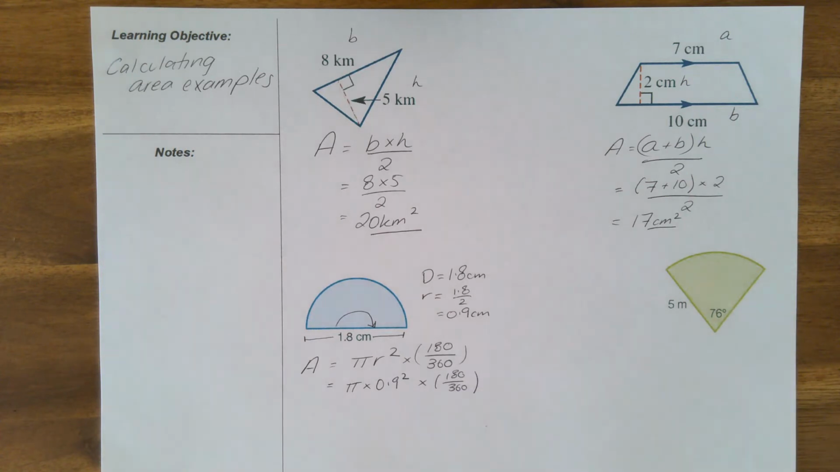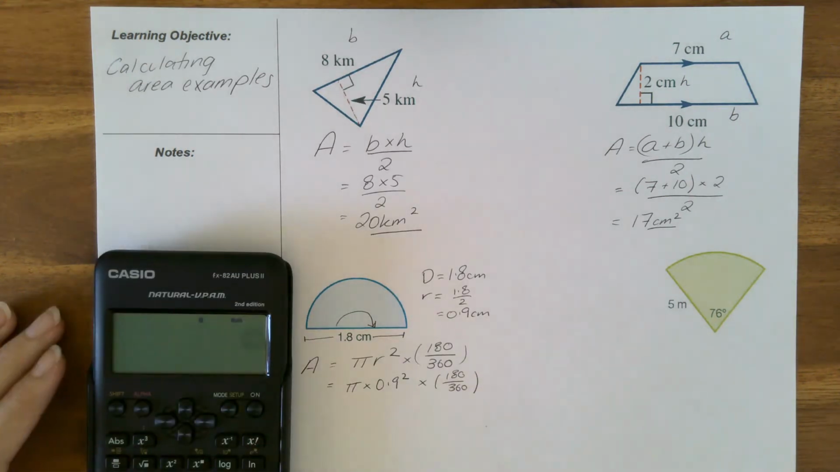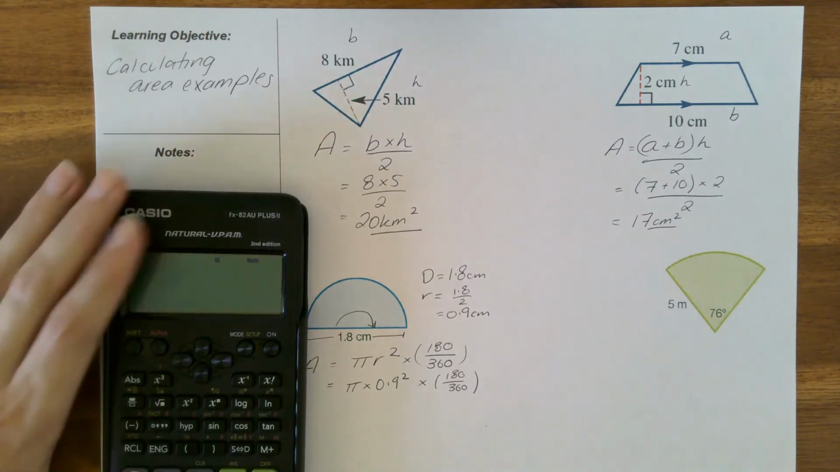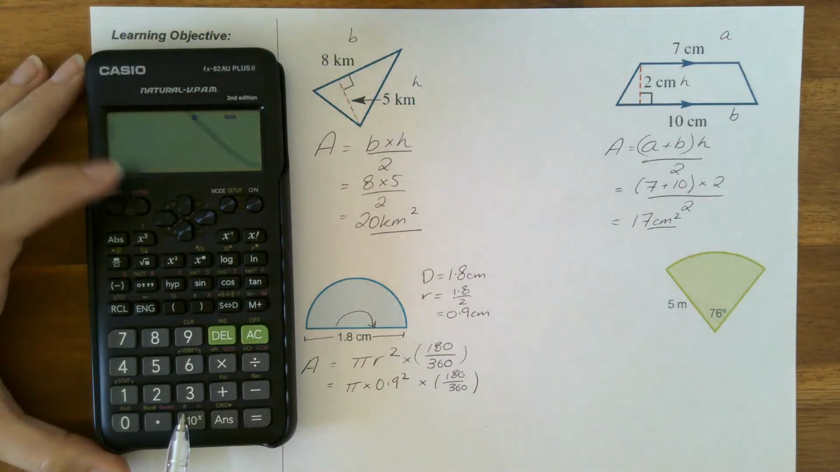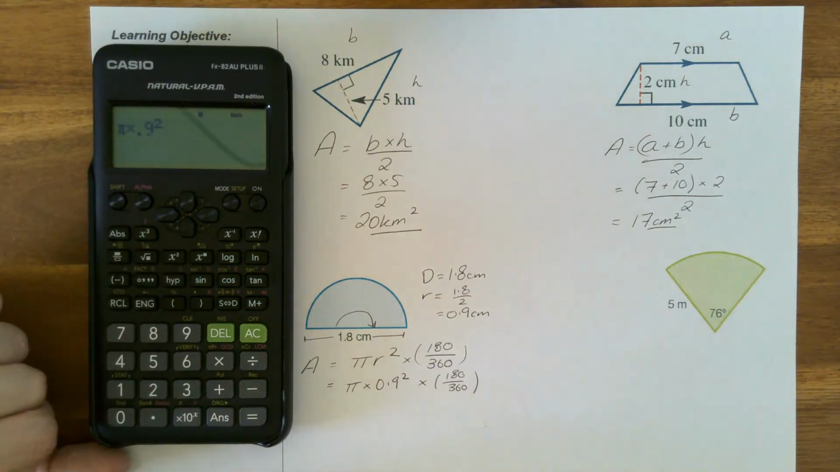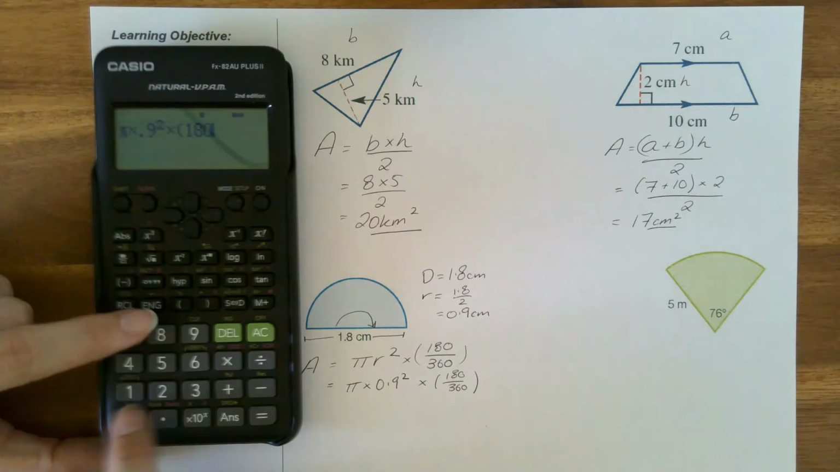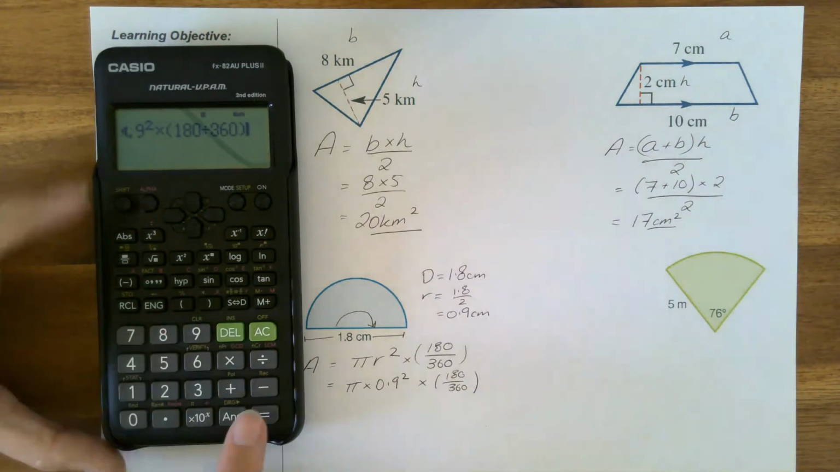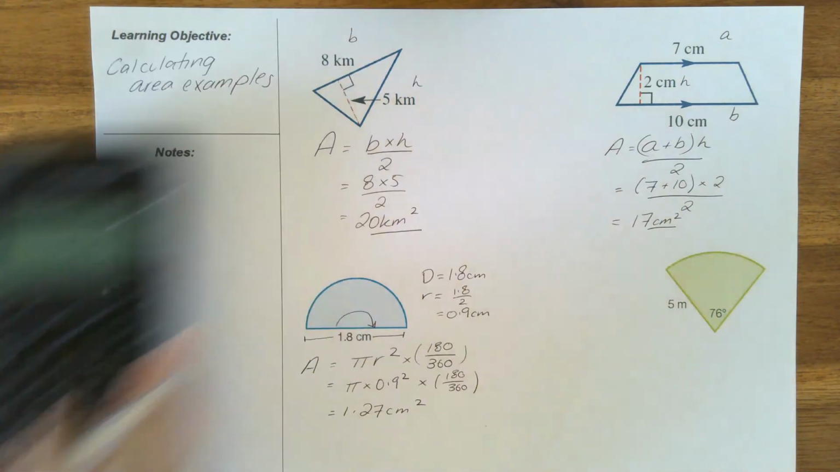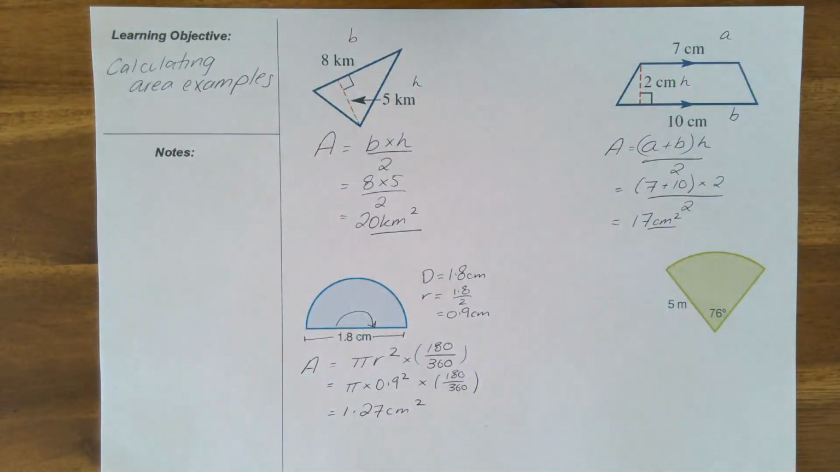So this time we'll grab our calculator out and we can find our pi button. It is down here, right, in my calculator. So pi times 0.9 squared multiplied by 180 divided by 360, and our answer is going to be 1.27 square centimeters. Okay, we can do our final one here.